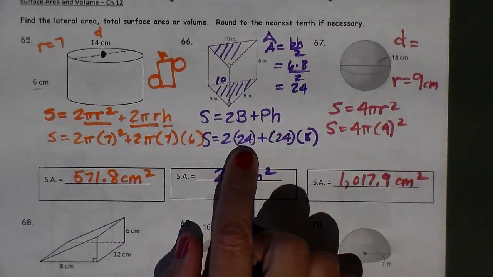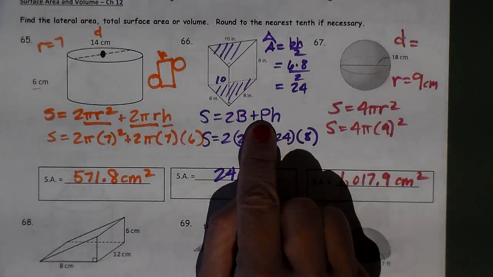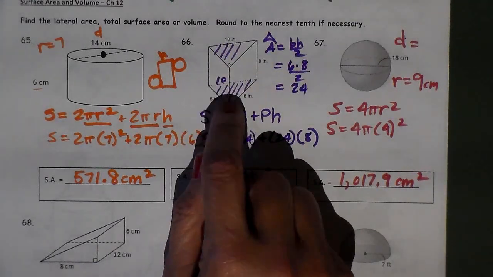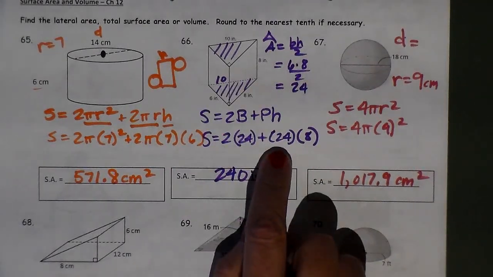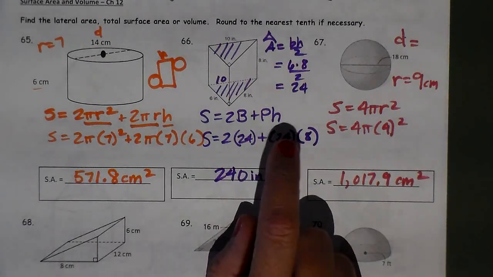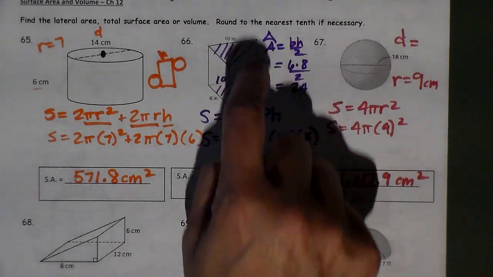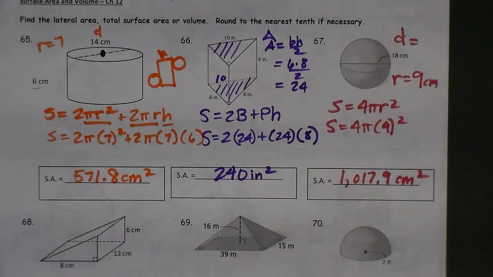So I have 2 times 24, two bases at 24 each. Then capital P is the perimeter of the base. Well, that's 6, that's 8, and that's 10, because you know that the bases are congruent. So 6 plus 8 plus 10 gives you 24 also for the perimeter. That doesn't always happen where these two are the same. In fact, it rarely does. So that's the perimeter of the base. H is the height, which is the distance between the bases, which is 8. You plug that into the calculator, you get 240 inches squared. And it's square inches because these are areas.